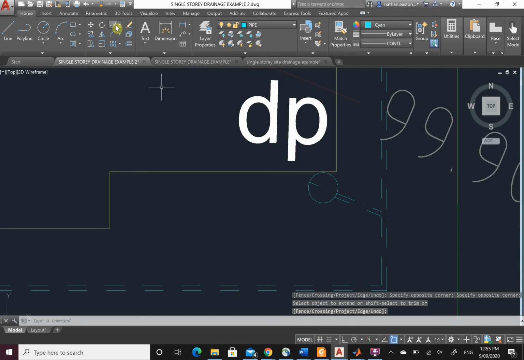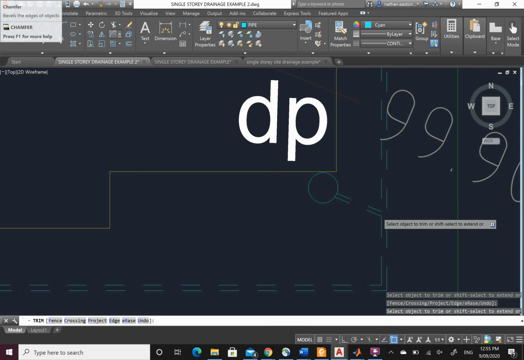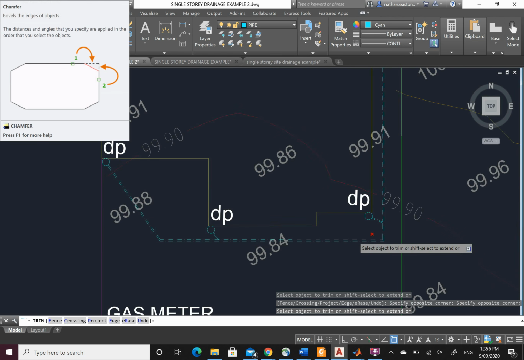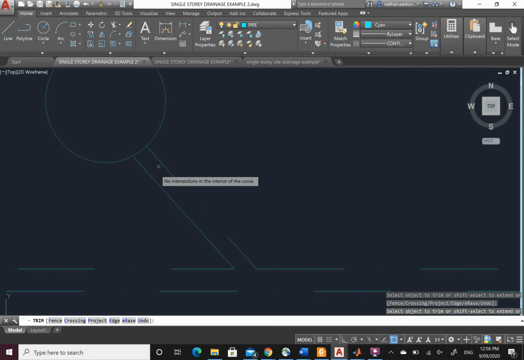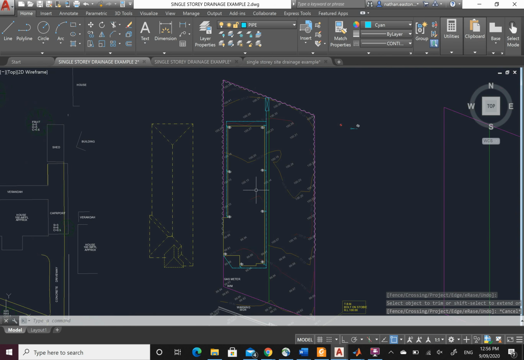Alright, almost done with the roof, and then we've got more to go. Trim through here. Don't know why that chamfer thing's just come up, but that's okay. Cool. Alright, so that is our roof done.